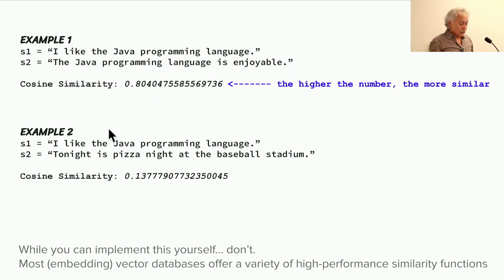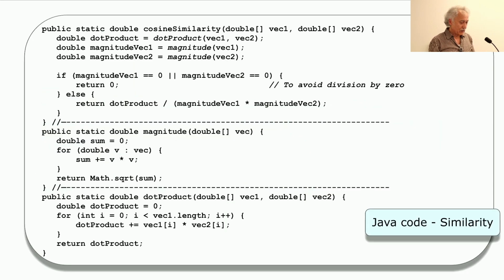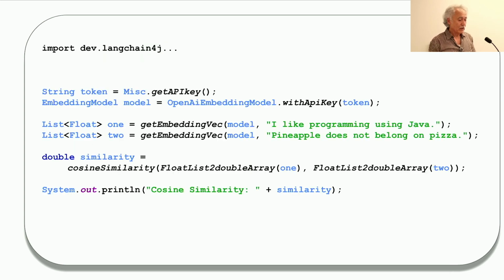That's pretty cool. Here's two completely different ones. I like the Java programming language. Tonight is pizza night at the baseball stadium, or pizza night at the JavaSIG meeting here. And the similarity is only 0.13. So those two strings are not similar. That code, literally, that's that code right there. It's like one page of code.